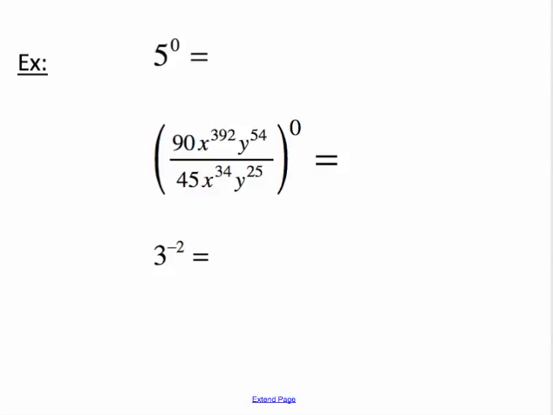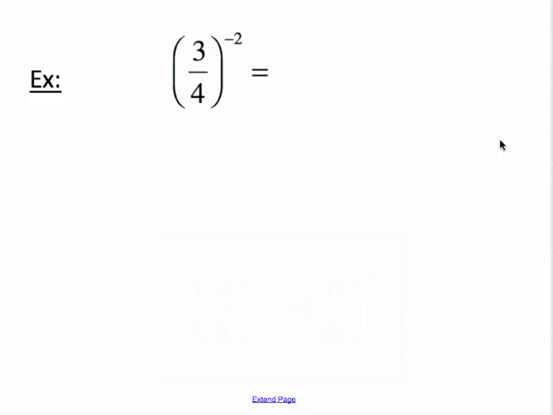Let's do a few examples. So we said that anything to the power of 0, except for a base of 0, anything to the power of 0 is equal to 1. So 5 to the power of 0 is 1. Similarly here, we don't need to simplify everything inside because we know that if this whole base is put to the power of 0, it's also going to be equal to 1, so we can save ourselves that trouble. We also said that if you have a negative exponent, you can change that into a positive exponent by reciprocating the base. So 1/3 to the positive 2, which is equal to 1 over 3 squared, which is equal to 1/9. So 3 to the power of negative 2 is equal to 1 over 3 squared, or 1/9.